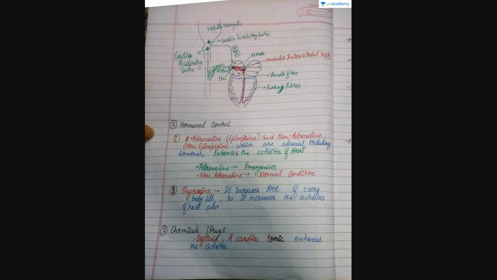Now we will see about the hormonal control. In hormonal control we can see there is adrenaline or noradrenaline. Adrenaline is also known as epinephrine, and noradrenaline is also known as norepinephrine. Now both of these hormones enhance the activities of heart. Also thyroxine, which increases the BMR in every body cell, also increases the activity of heart. But there are some chemicals like digitoxin which enhance the activity of heart.